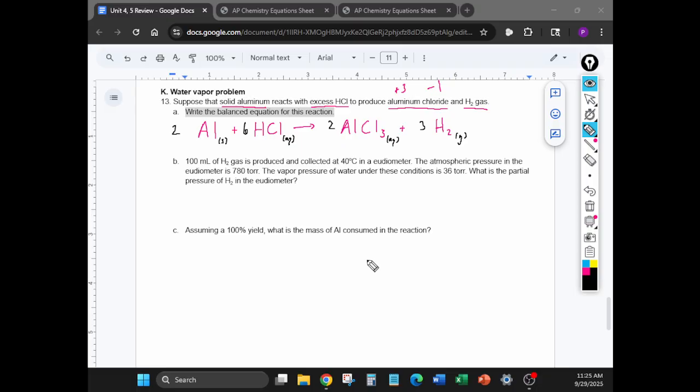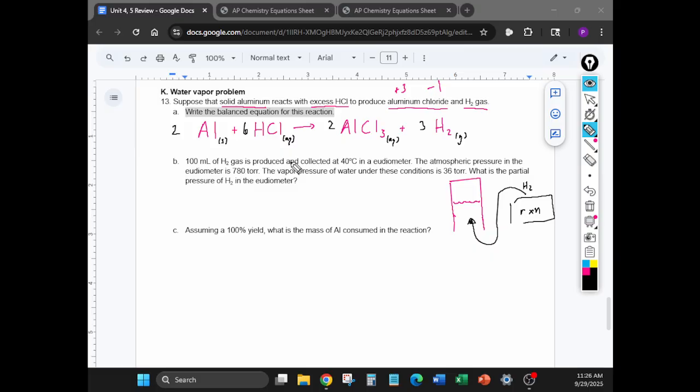Now part B is the scenario that we talked about. I think this is one of our last examples of the unit, but this is going to be one of these scenarios where we're collecting gas over water. Okay, so if we can just visualize what's going on, we have a container with water, right? And then we are running our chemical reaction, and it produces H2 gas, and the H2 gas basically gets trapped above the water. That's what we were talking about.